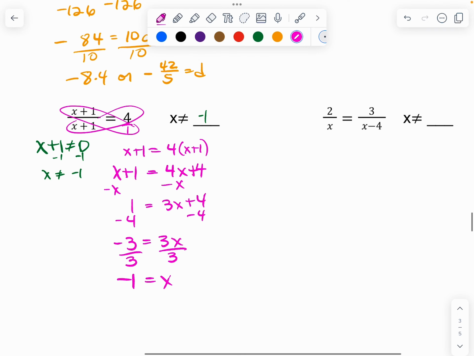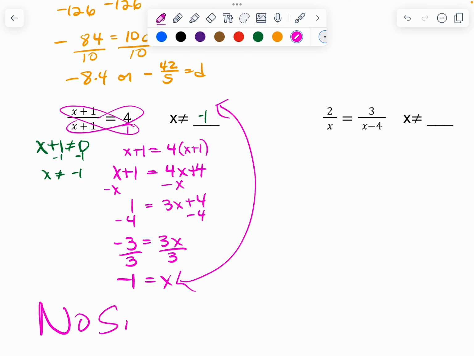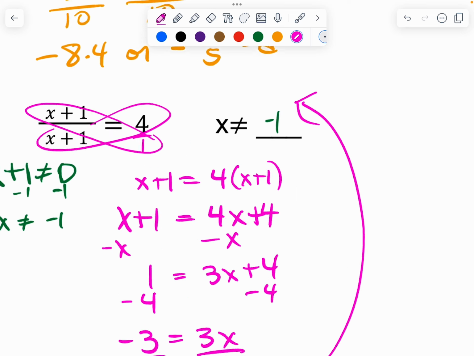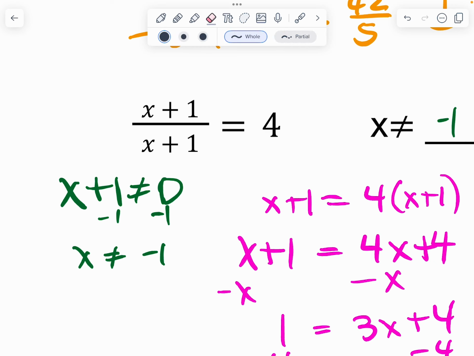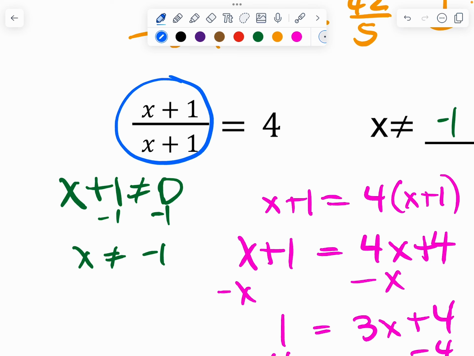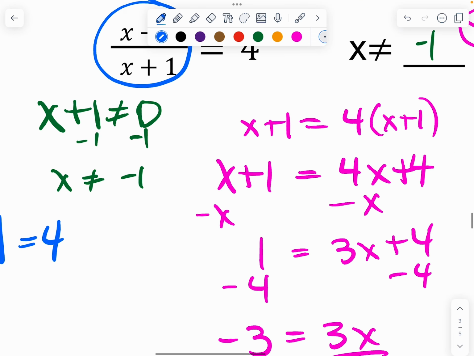So look at that. These two are exactly the same. So this is no solution. There is a much easier way to have done this problem. The much easier way of doing this problem would have been this. This right here is something over itself. So that would have been 1 equals 4. Does 1 ever equal 4? No, so it's no solution.